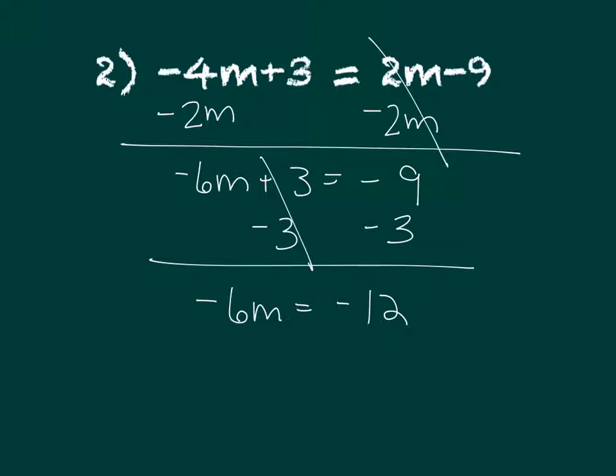Now the next thing I want to do is get the m alone, and so I'm going to divide by -6. I can't just divide by 6 because then I'd be left with a negative still. So I divide by -6 and divide by -6, and those -6's cancel out, and I'm left with m equals 2, because a negative divided by a negative is a positive.